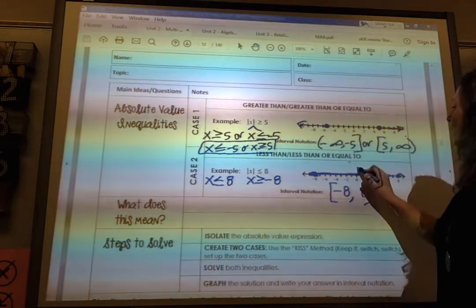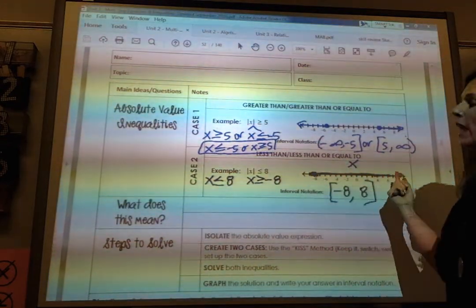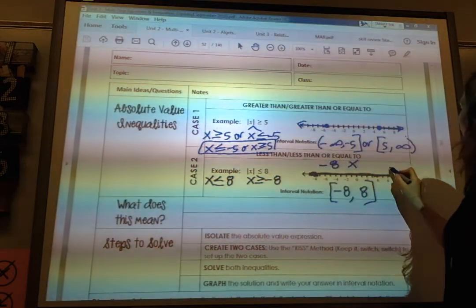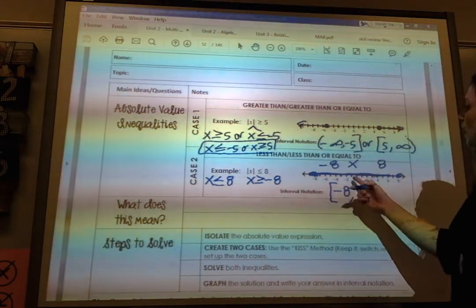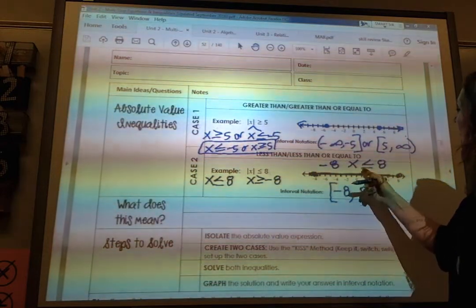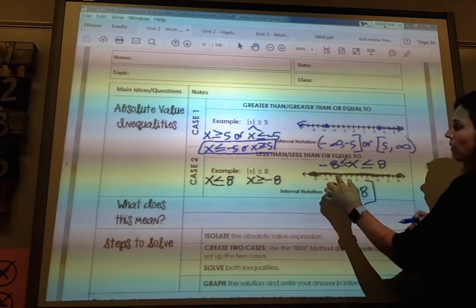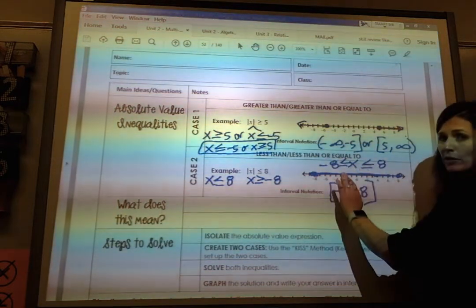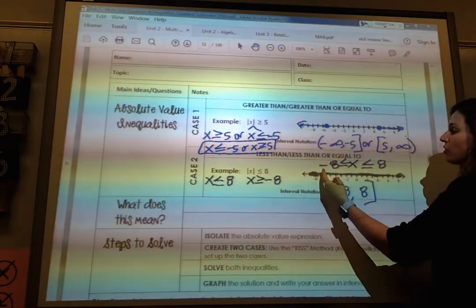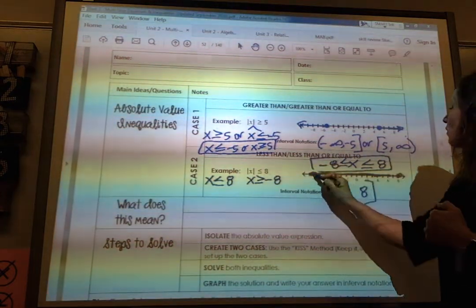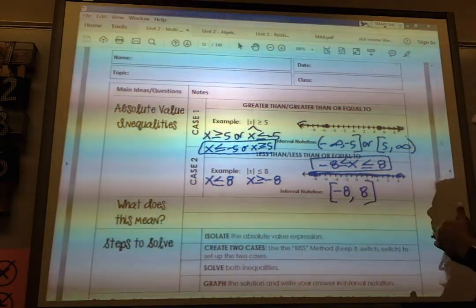I'm dealing with one variable of x, and if you look at it on the graph, it makes a lot of sense. So here's negative 8, here's 8, and I know that x is less than or equal to 8, and x is greater than or equal to negative 8. So x is in the middle, my arrows face the same direction. I start with the least amount, negative 8 to 8. So there's my written notation, here's my graph, and there's my interval notation.